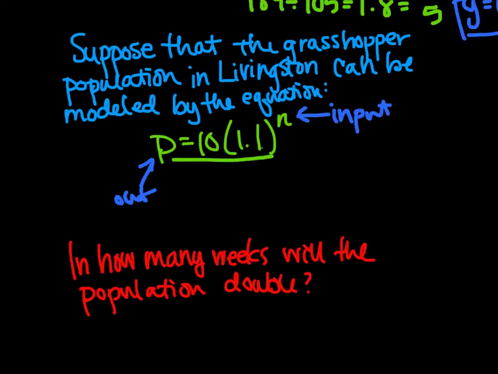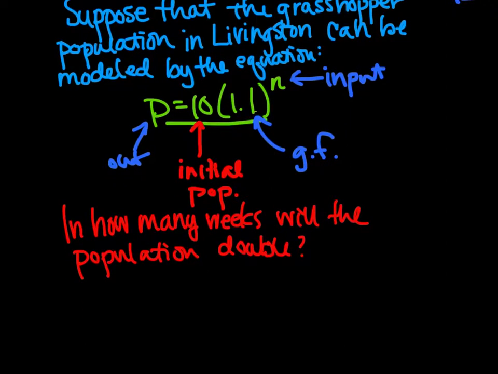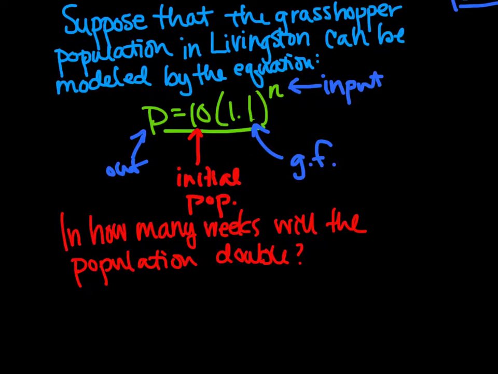We have an initial value of 10, an initial population, and we have a growth factor of 1.1. So our question now is, for Livingston, they apparently have a slightly slower growing grasshopper population. Maybe the wind plays a factor, who knows. But in how many weeks will the population double? So that is our goal and our focus for right now.